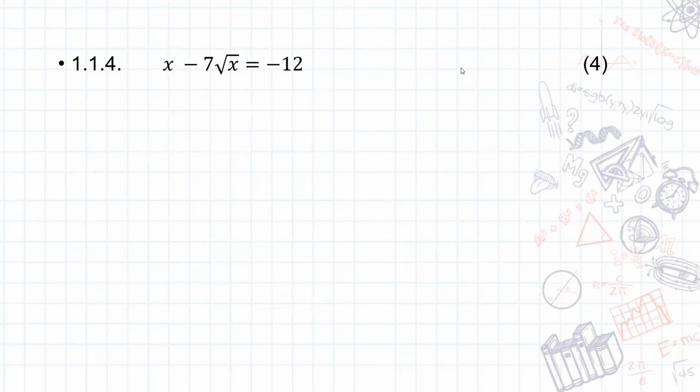Now 1.1.4 has got a surd in it. So there's 2 ways to solve this, and I'm going to do the way that is most straightforward and easiest for me. So what you would do is actually take your surd to the other side, and you'll bring your 12 across. So we'll have x plus 12 is equal to 7 square root x.